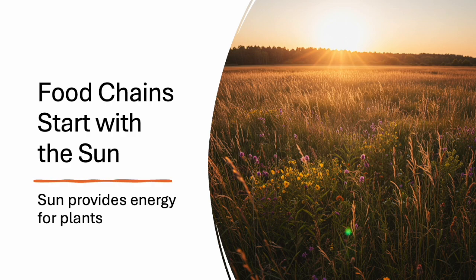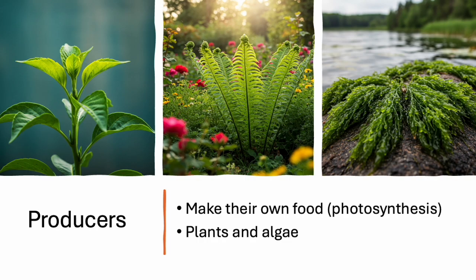The sun gives energy to plants to help them grow. Plants use this energy to make their own food through a process called photosynthesis. Plants are called producers because they produce their own food. Examples could be grass, trees, flowers, and even tiny algae in the water. They use sunlight to make sugars, which are their food.